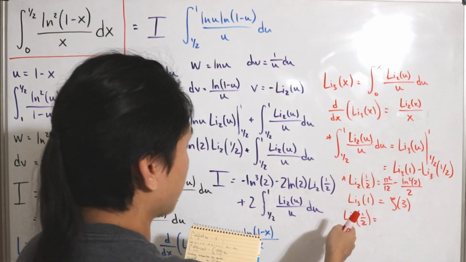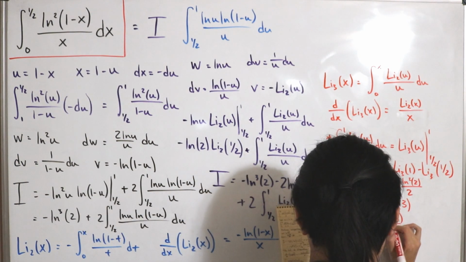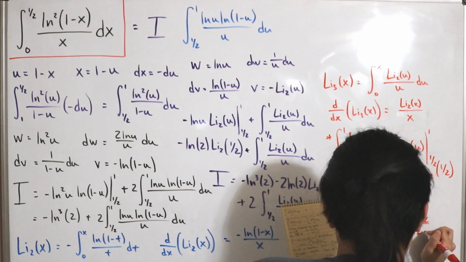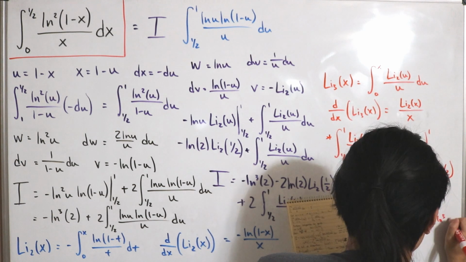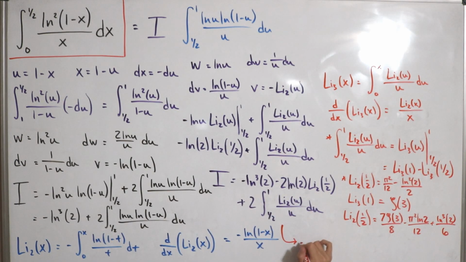So the trilogarithm of 1/2 is going to be evaluated as 7 times the Riemann zeta of 3 divided by 8, minus pi squared times ln of 2 divided by 12, and then add this with ln cubed of 2 divided by 6. So now putting all this together, we have the negative ln cubed of 2, then minus 2 ln of 2 multiplied by the dilogarithm evaluated at 1/2. Add this with 2 times the trilogarithm evaluated at 1, and then subtract 2 times the trilogarithm at 1/2.